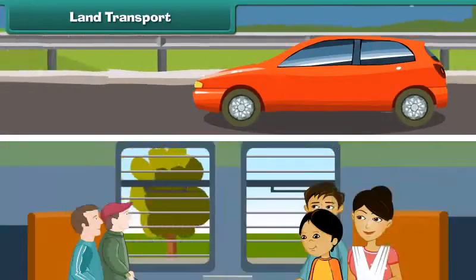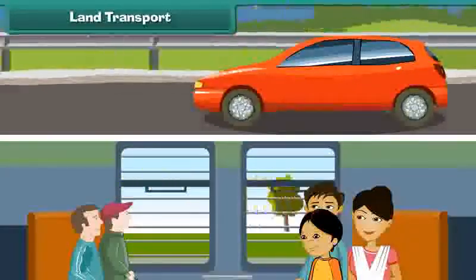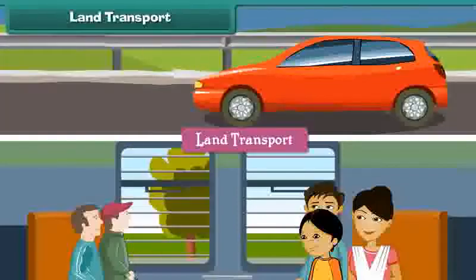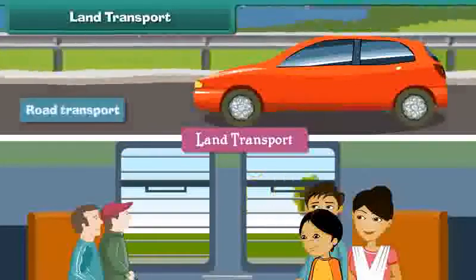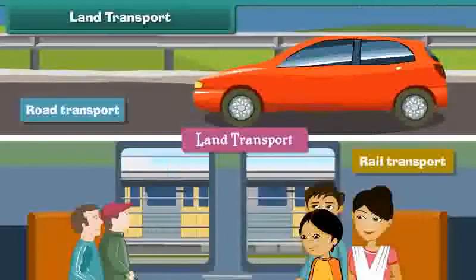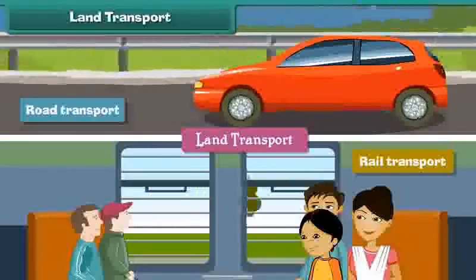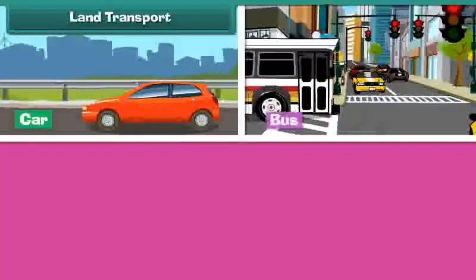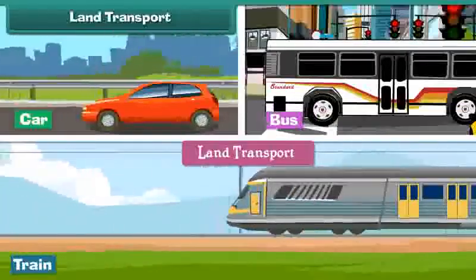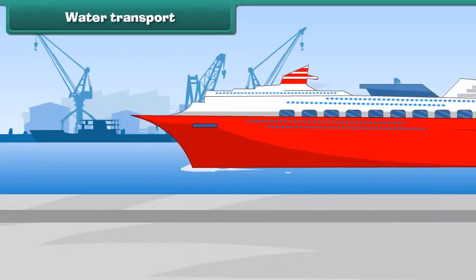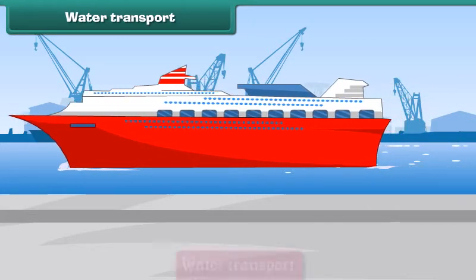Land transport. The movement of goods and passengers on land is known as land transport. Land transport is of two types: road transport and rail transport. The vehicles that carry passengers and goods by land, such as cars, buses, and trains, are called means of land transport. Water transport. The movement of goods and passengers on water is called water transport.